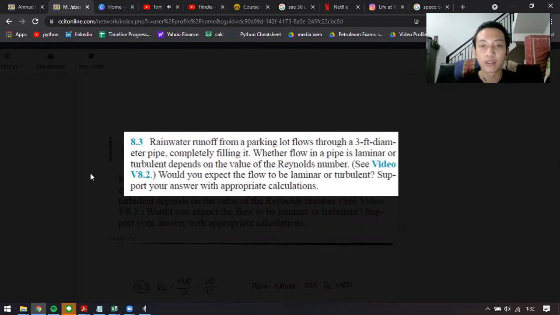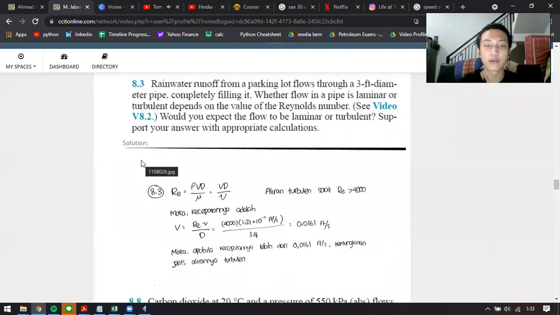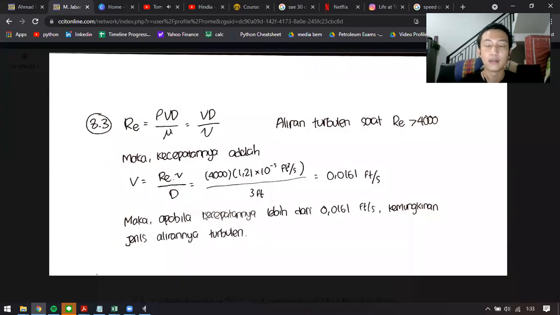Whether flow in a pipe is laminar or turbulent depends on the value of the Reynolds number. Would you expect the flow to be laminar or turbulent? Support your answer with appropriate calculations. So we know that the flow is turbulent when the Reynolds number is more than 4,000.